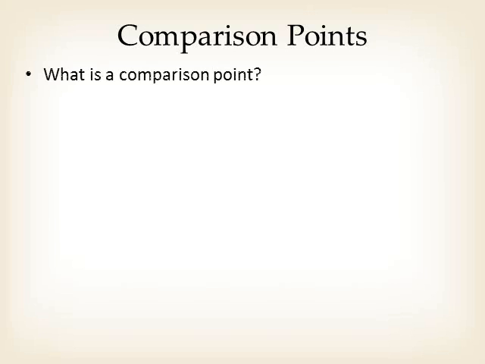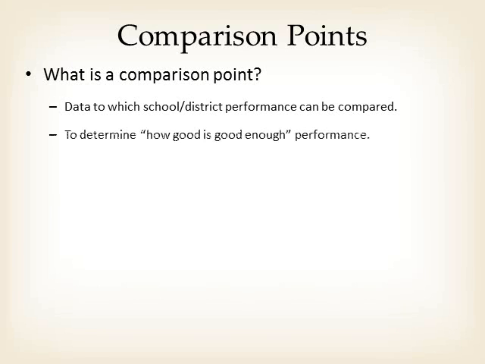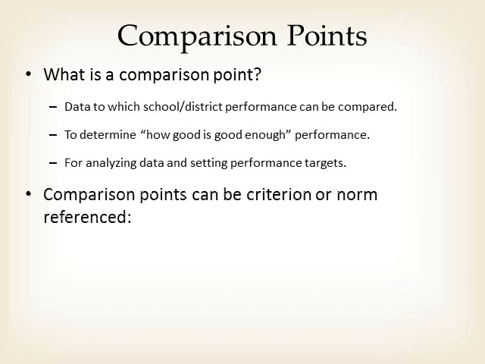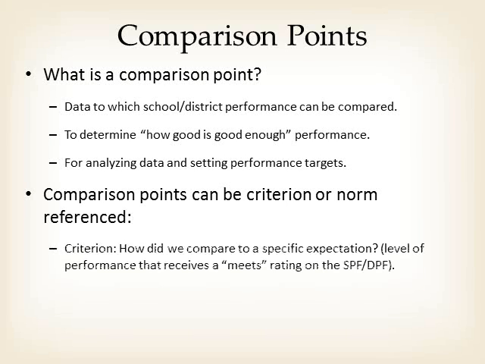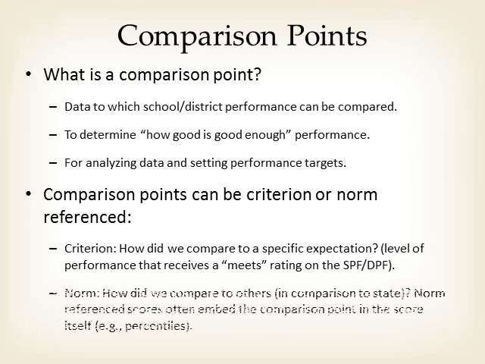Comparison points. What is a comparison point? Data to which schools or districts' performance can be compared, to determine how good is good enough performance, for analyzing data and setting performance targets. Comparison points can be criterion or norm referenced. Criterion is how did we compare to a specific expectation. Norm referenced is how did we compare to others, such as comparison to the state. Norm reference scores often embed the comparison point in the score itself.